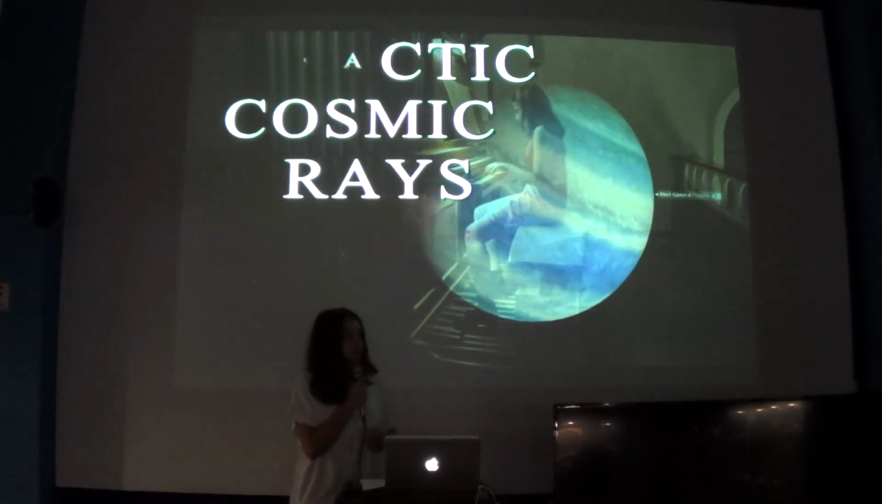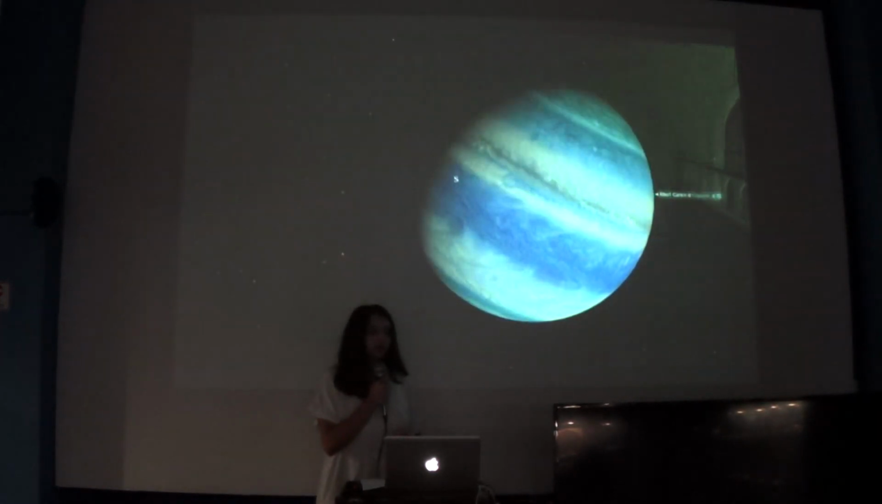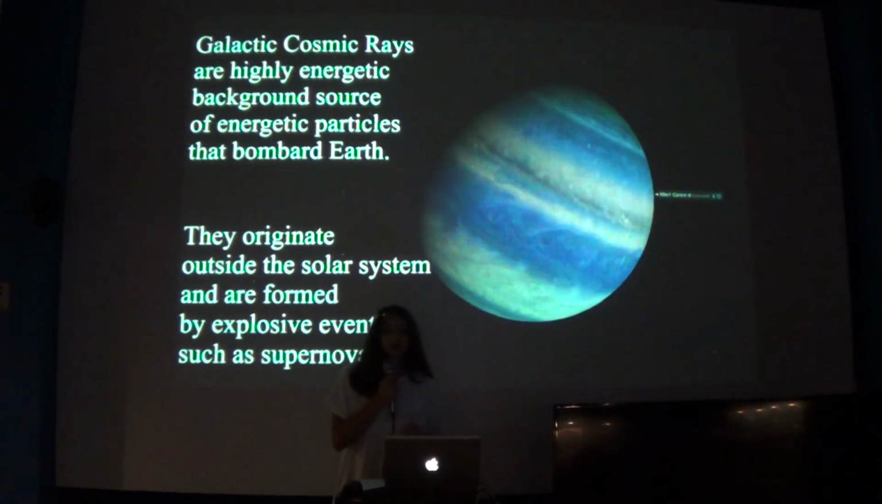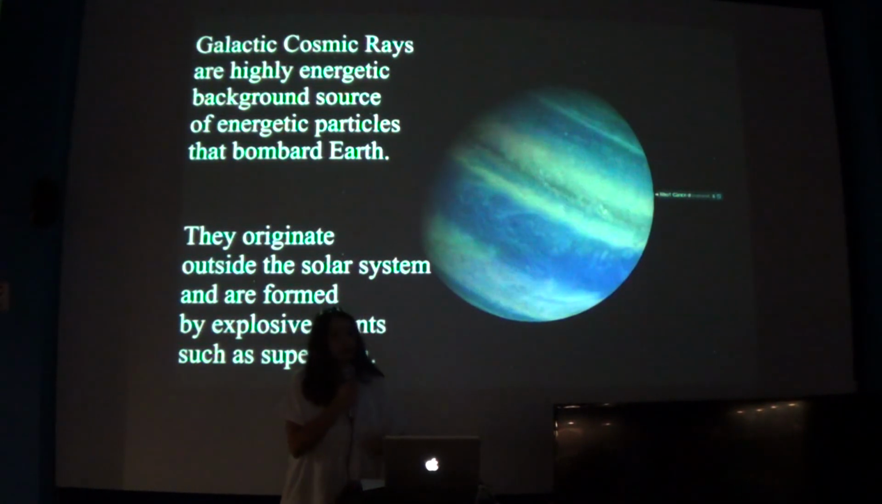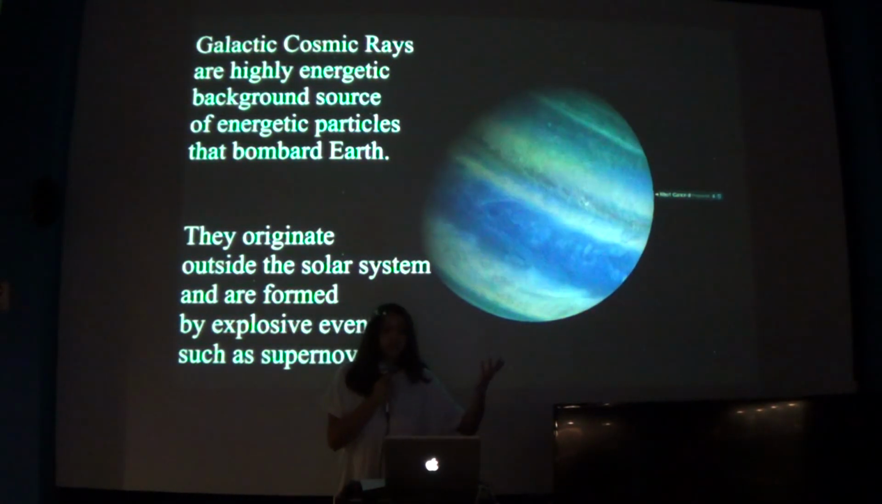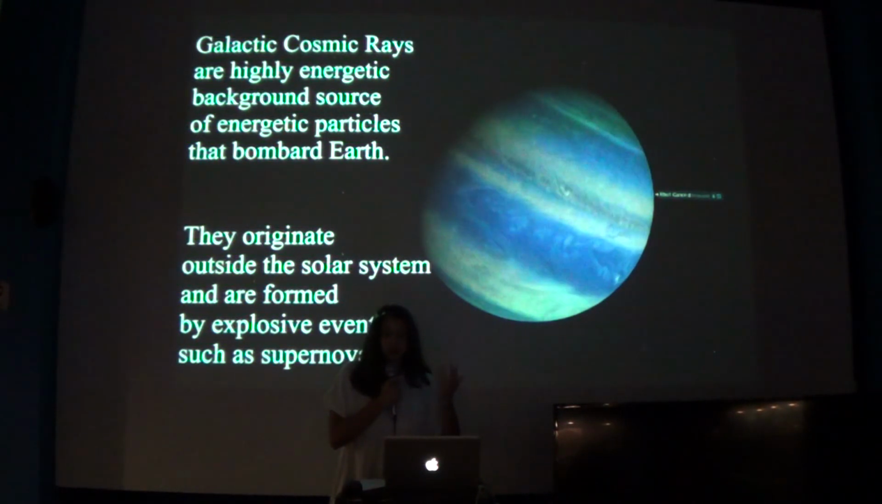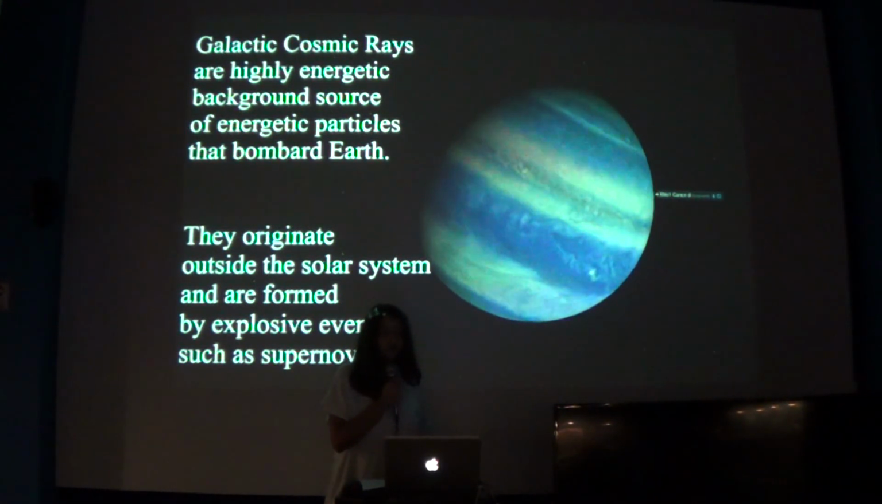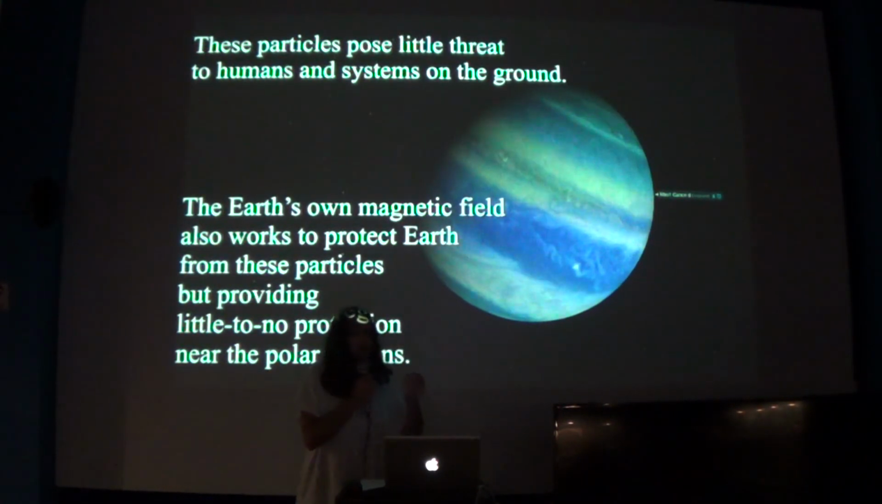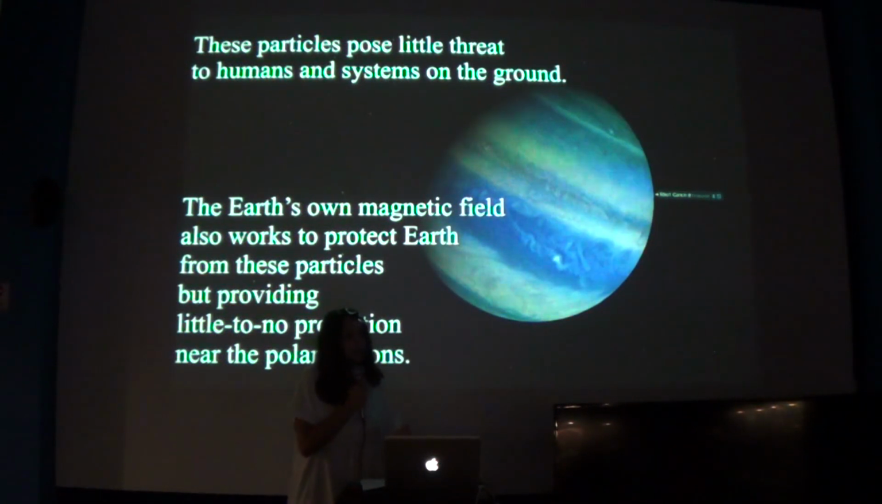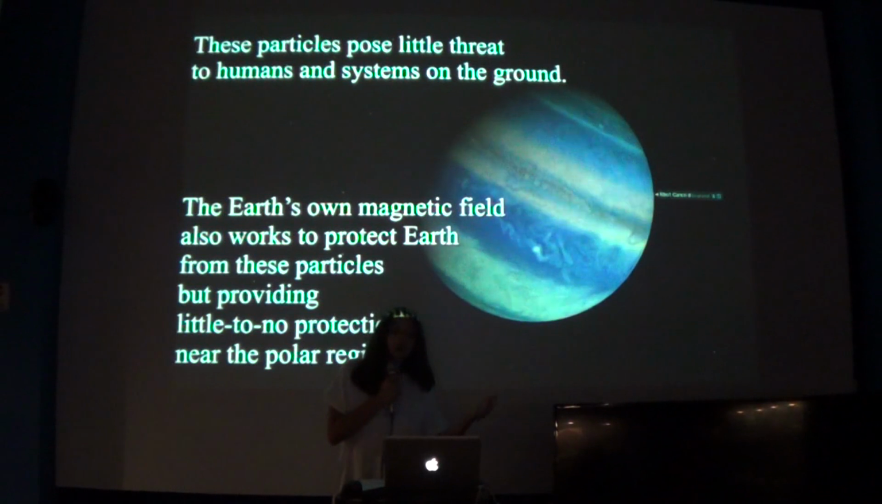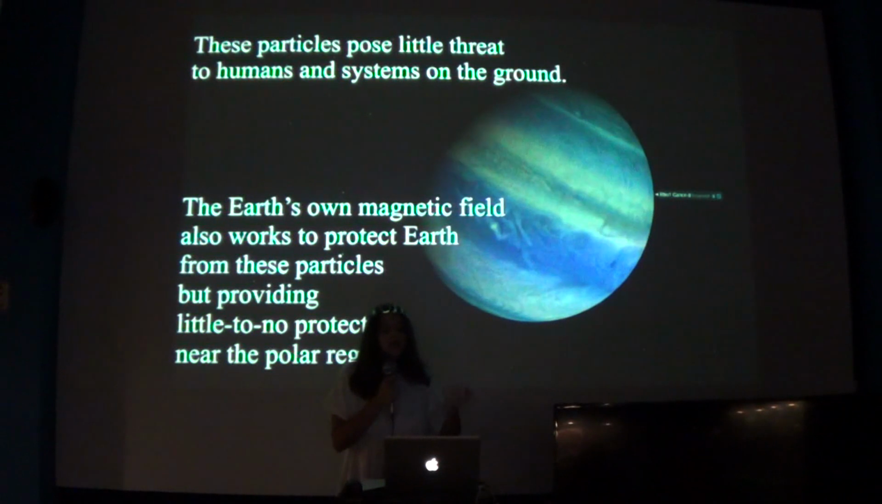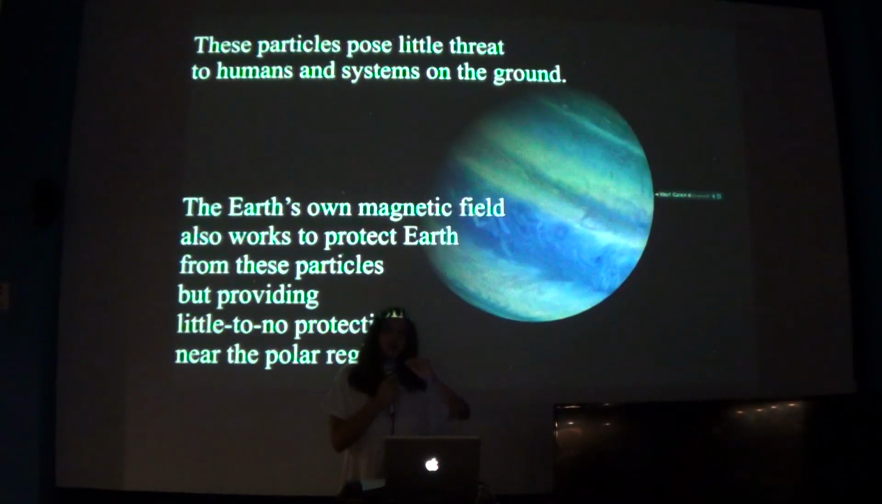Galactic cosmic rays. Galactic cosmic rays are a highly energetic background source of energetic particles that bombard Earth. They originate outside the solar system and are formed by explosive events, such as supernovae. These particles pose little threat to humans and systems on the ground. The Earth's own magnetic field also works to protect Earth from these particles, but provides little to no protection near the polar regions.